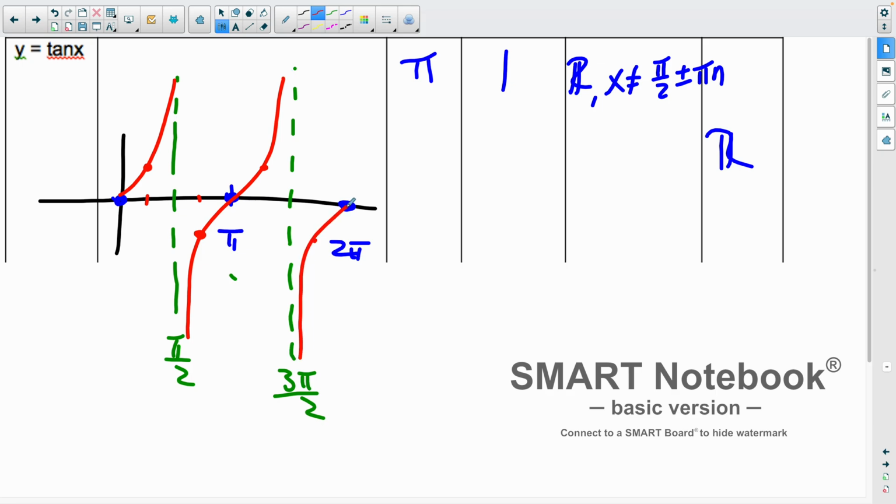I haven't seen very many tangent graphs on the IB test. Doesn't mean that they can't be, but they're a little bit harder to apply than sine and cosine, so we see a whole lot more sine and cosine graphs than we see tangent graphs. All right? Doesn't mean I don't want you to know how to do that. So once you know how to do that, go from there. Okay? Everybody good there? All right.